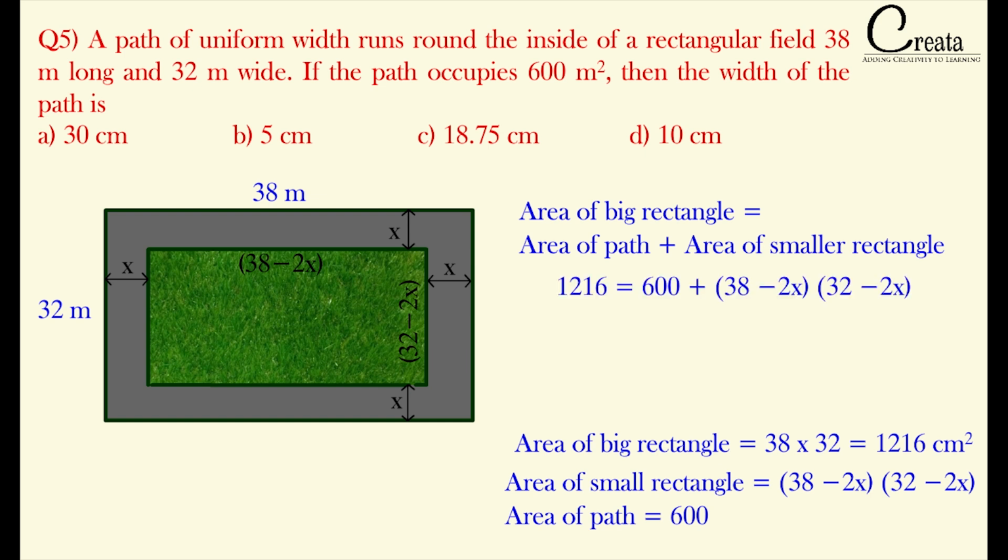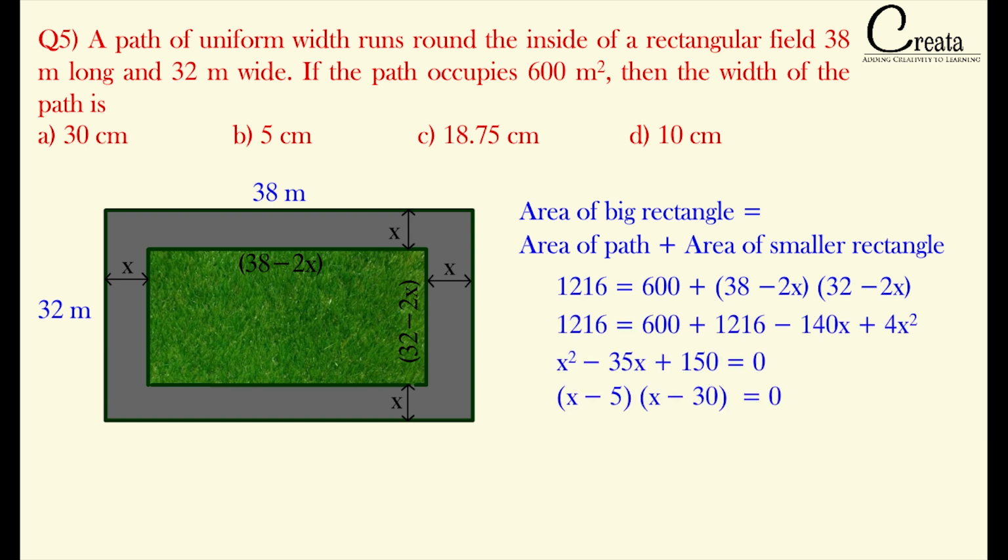Let's solve this equation for the value of x. Just applying simple mathematics and simple algebra, on solving we got the value of x as 5 and 30. We got two values of x, that is x is equal to 5 and x is equal to 30.